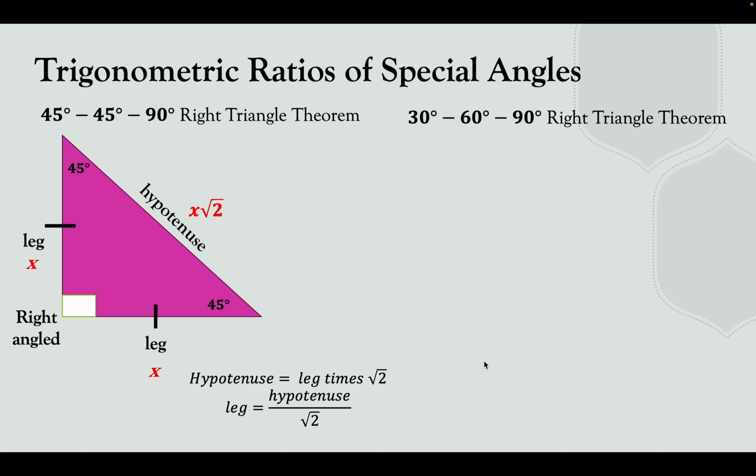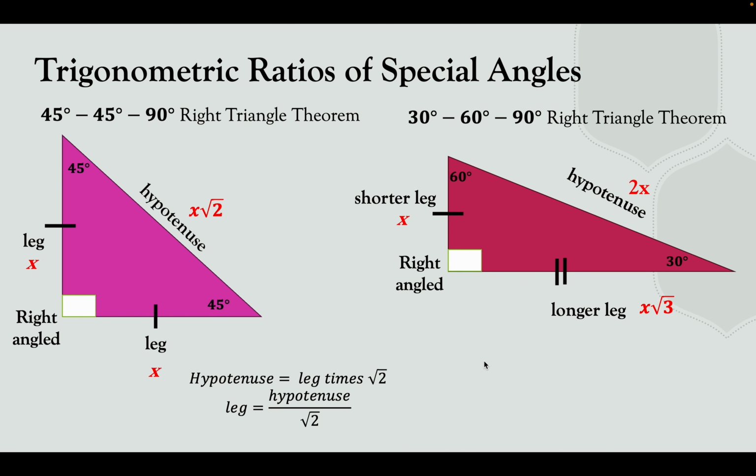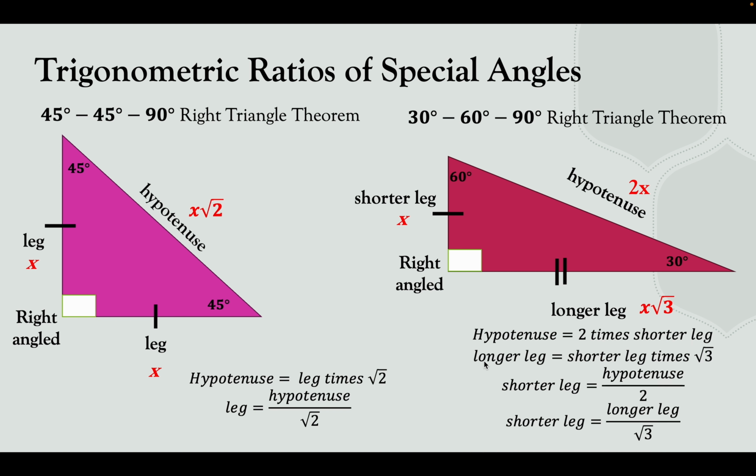Now let's proceed to the 30-60-90 right triangle theorem. We have here the illustration. For the 30 degrees, the opposite side is the shorter leg, which is the x here. For the 60 degrees, the opposite side is the longer leg, which is x square root of 3, and the opposite of the right angle, the hypotenuse, is 2x.